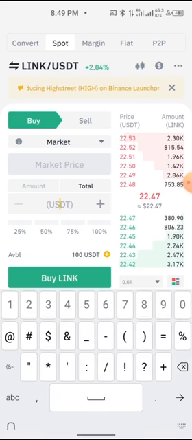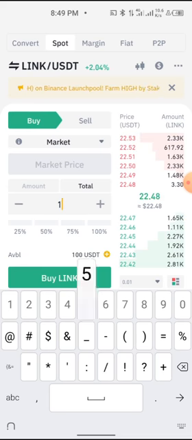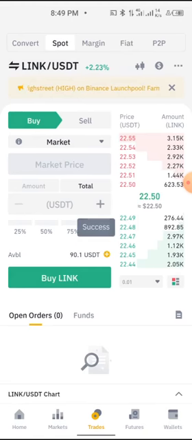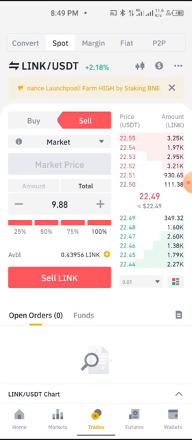Then let's try and buy Chainlink with $15. All right, so by the way, you can't do anything less than $10 on Binance. So now it bought instantly, right? If I'm selling, you see it.